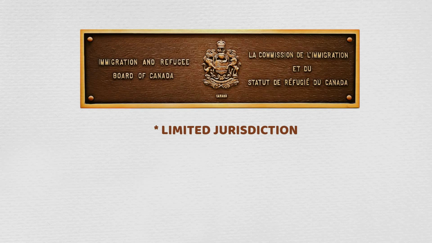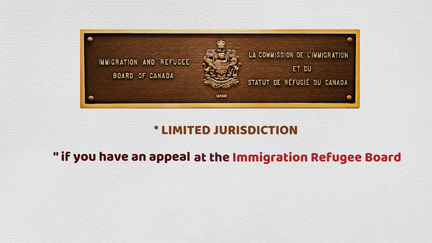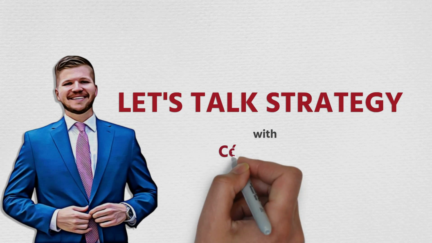The fourth option is to go to the Immigration and Refugee Board. You need to know that they have very limited jurisdiction in some cases. A sponsorship appeal that is from outside Canada, an appeal for a removal order, a residency obligation appeal, it's very specific cases. If you have an appeal at the Immigration and Refugee Board, you have to do so before going to the federal court. But again, just very specific cases that you have a recourse at the Immigration and Refugee Board.